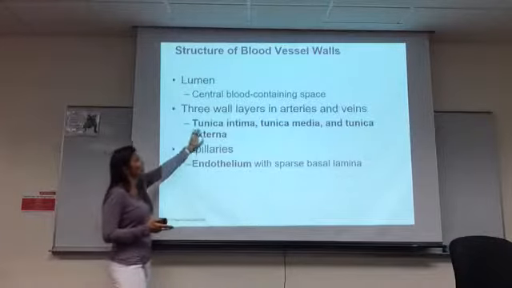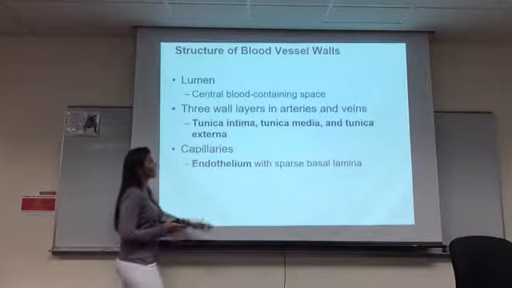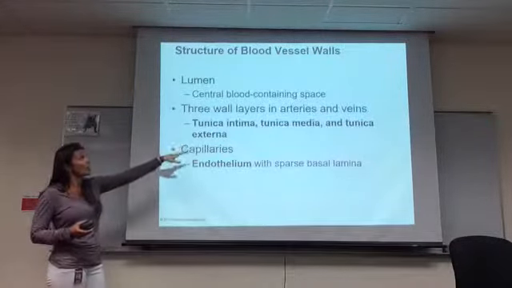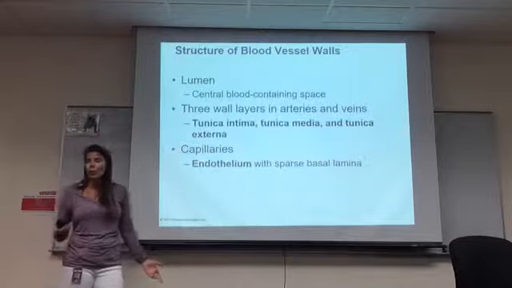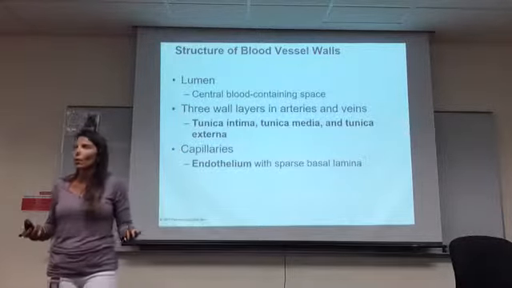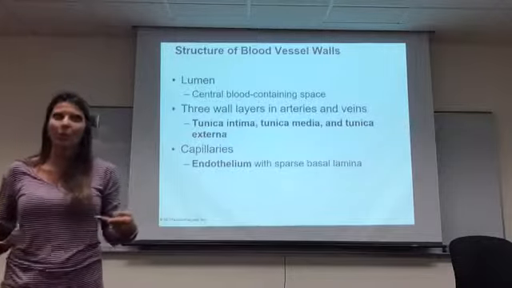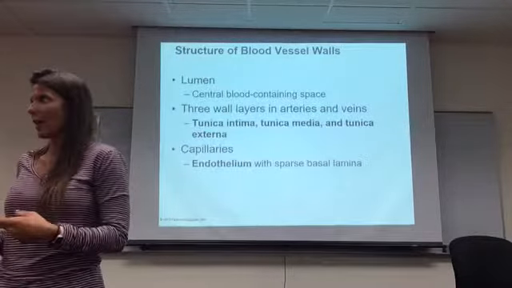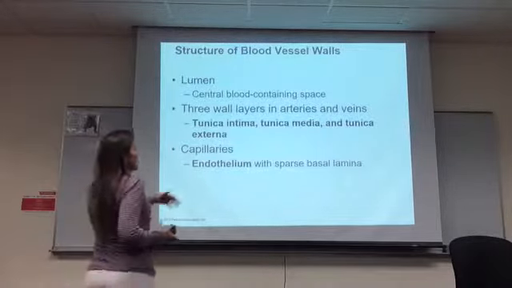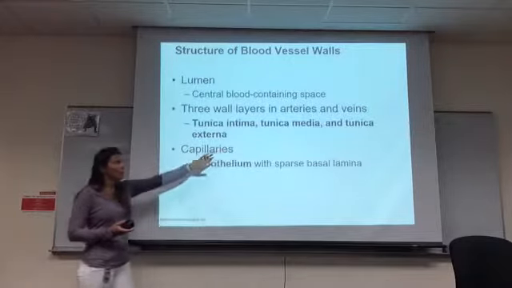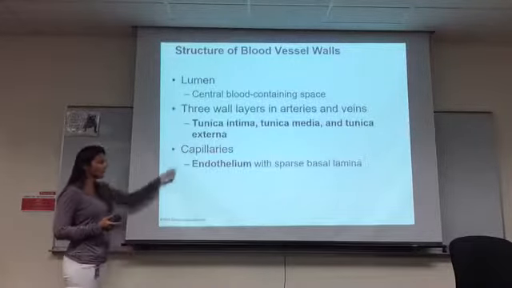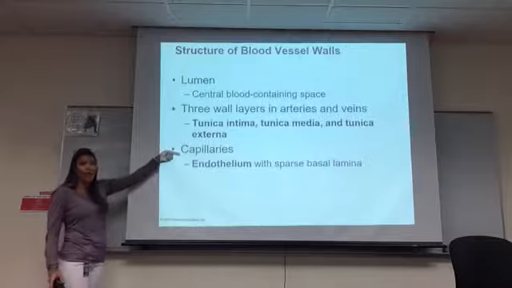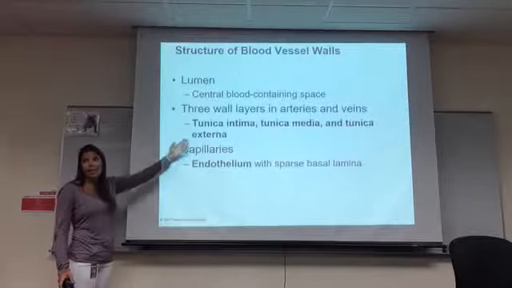So tunica in this case just tells us it's the layer. So we have the tunica intima, media, and externa. And just pulling common sense on that, I would hope that you could figure out which one was on the outside, which one was in the middle, and which one was on the inside. Okay, so the layers: the intima would be the inside, media would be middle, and externa would be on the outside.